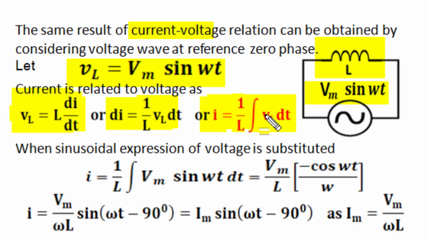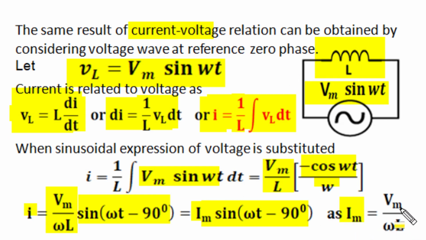In this integration equation, if in place of voltage across the inductor we substitute the standard reference sinusoidal alternating voltage Vm sin omega t, where Vm is the peak magnitude of supply voltage and omega is the frequency of the alternating sinusoidal voltage, then this Vm being constant comes out of integration, and integration of sin omega t becomes minus cos omega t over omega, and minus cos omega t can be written as sin (omega t minus 90 degrees). The prefix to this sine function, Vm upon omega L, becomes the amplitude of the sinusoidal alternating current flowing through the inductor, and this Vm upon omega L is Im, and current through the inductor becomes Im sin (omega t minus 90 degrees), where Im, the amplitude of current flowing through the inductor, is given as the amplitude of voltage divided by omega L, and this current lags voltage by 90 degrees as we have derived earlier.